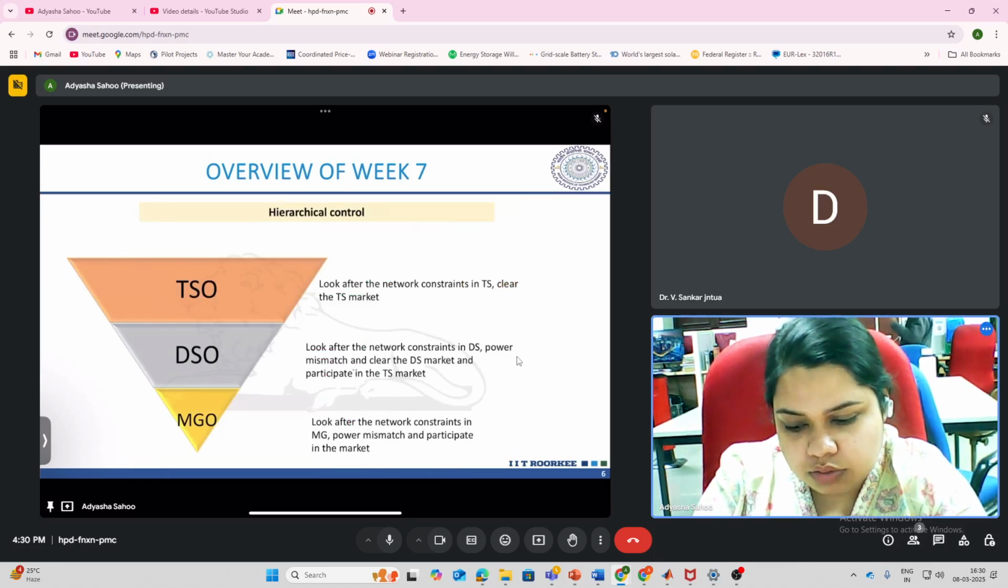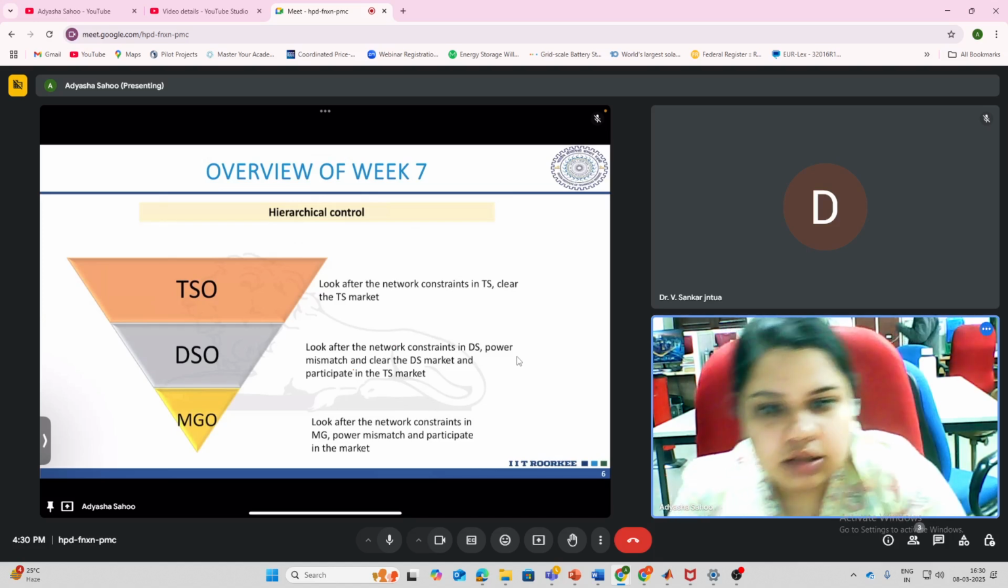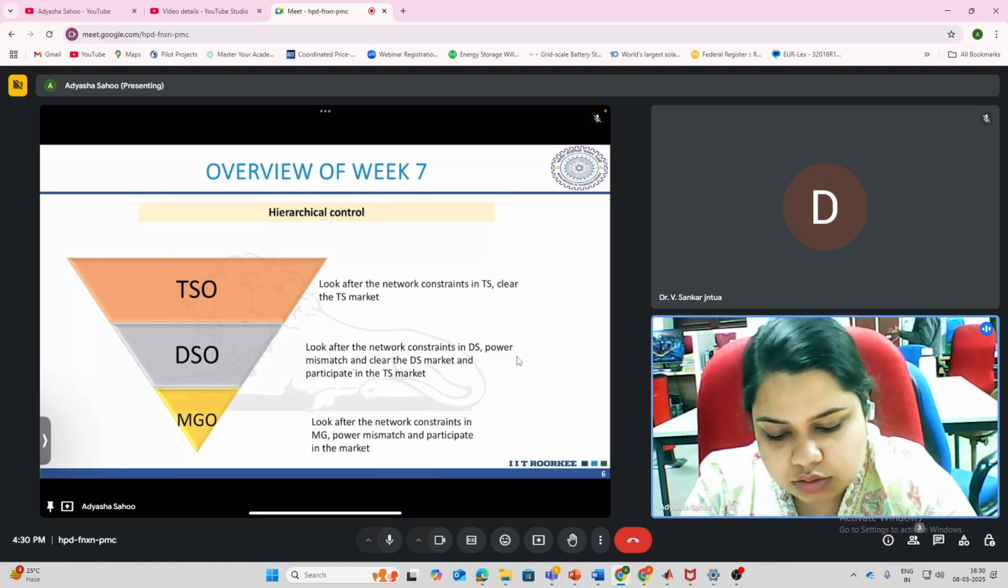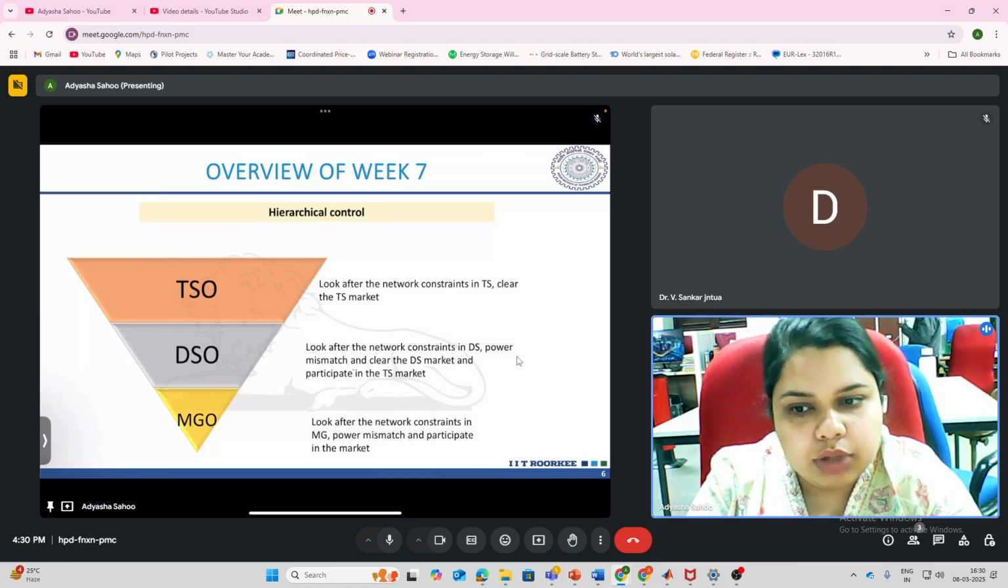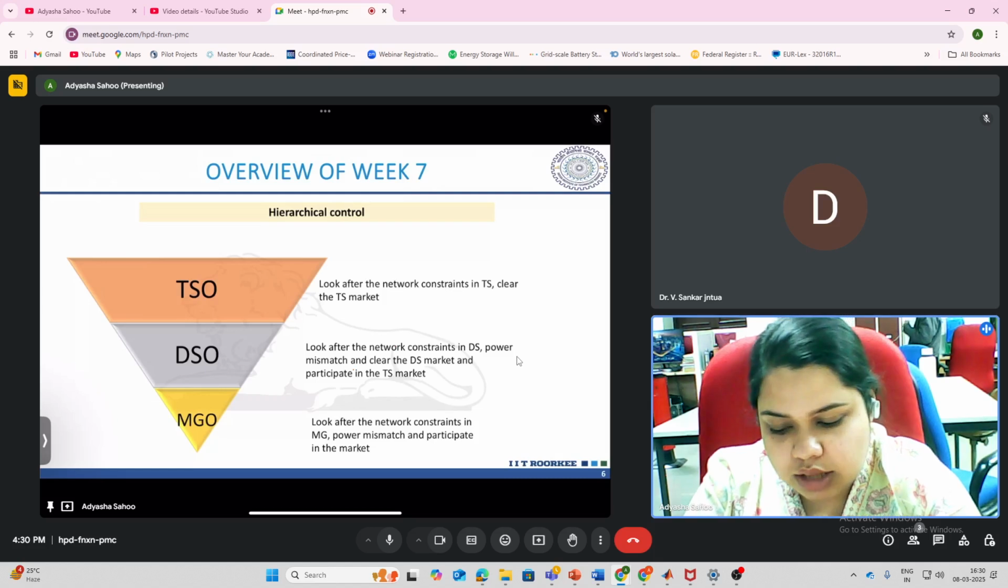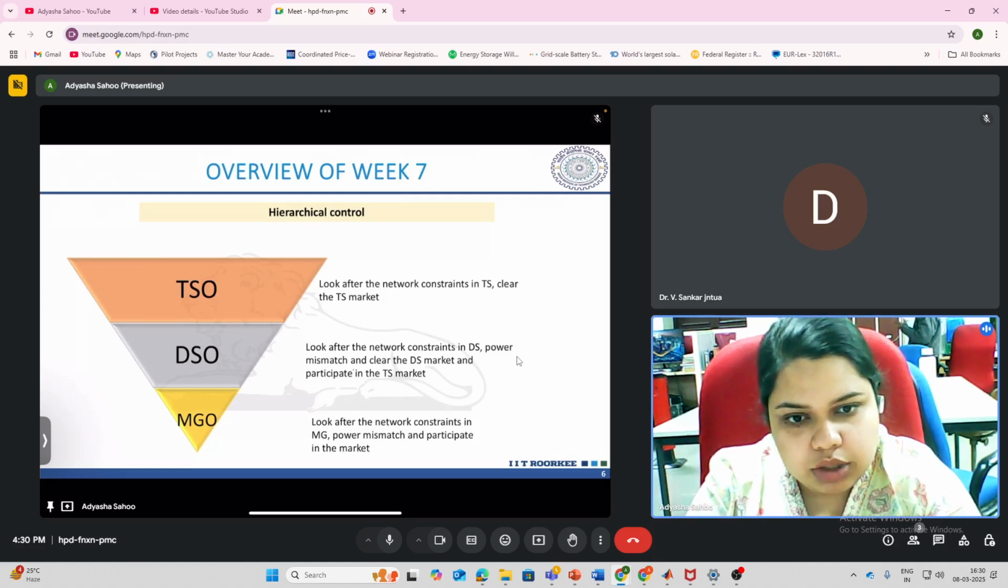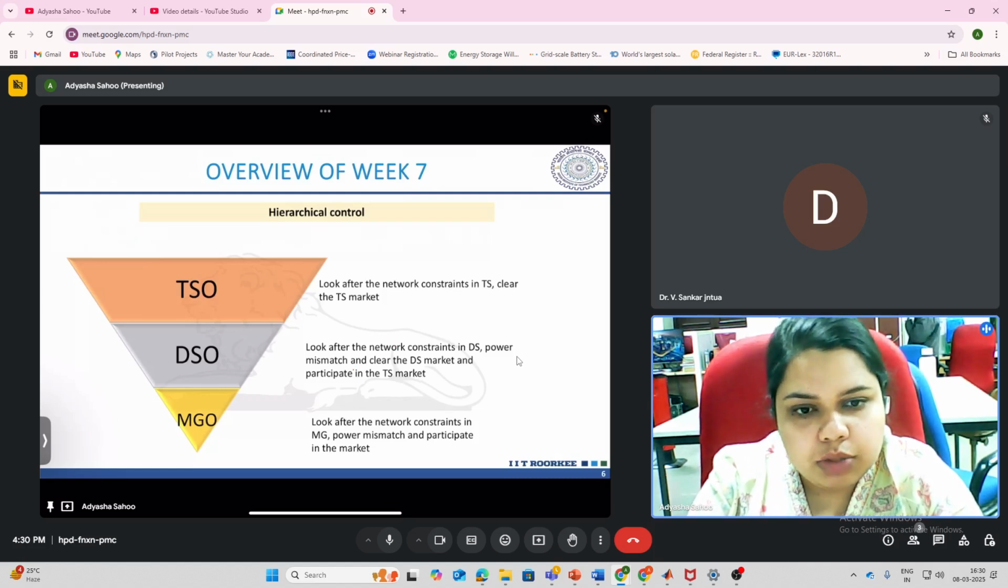Now, who are basically responsible for the hierarchical control? There are three major entities in this picture. You have the microgrid operator, which is looking after the operations within the microgrid. Then you have the distribution system operator, which is looking after the operation within the distribution system. And then you have the transmission system operator looking after the transmission system.